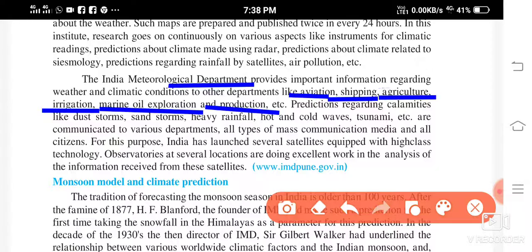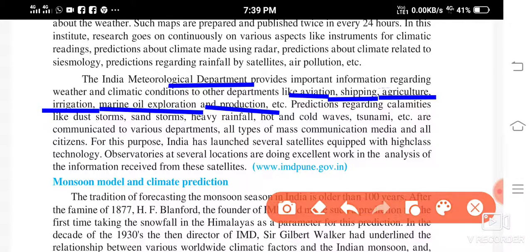So all these departments need the help of this India Meteorological Department, because they are providing important information regarding the weather and the climate, and also predictions regarding the calamities like dust storms, sandstorms, heavy rainfall, hot and cold waves, tsunami, etc. These are communicated to various departments, all types of mass communication media, and all citizens.